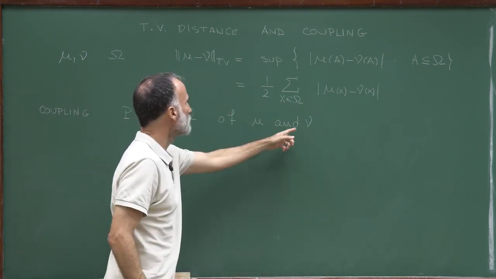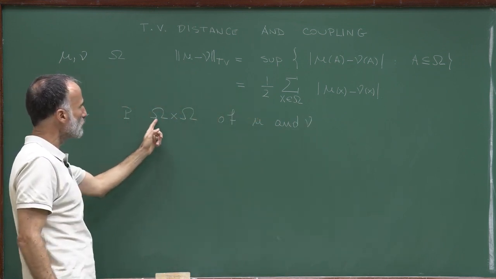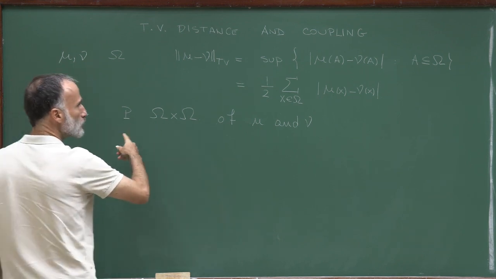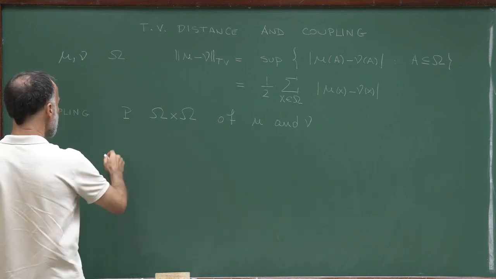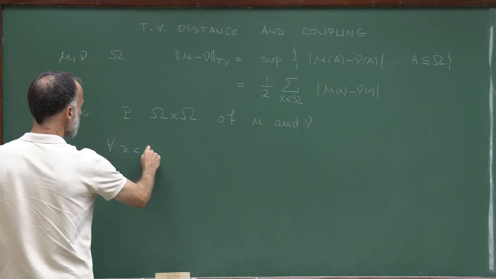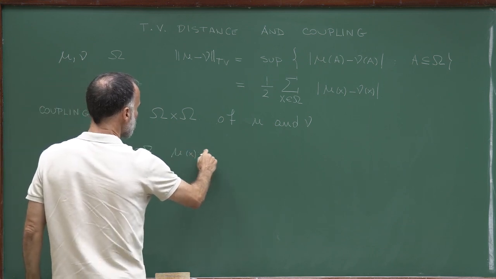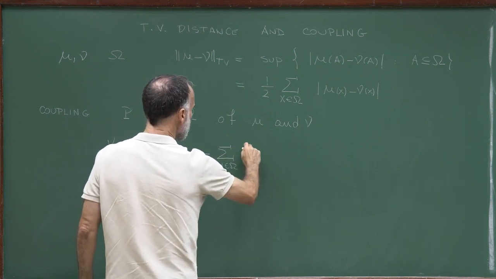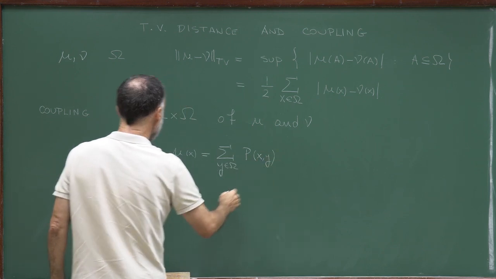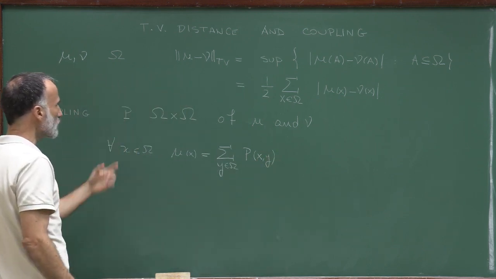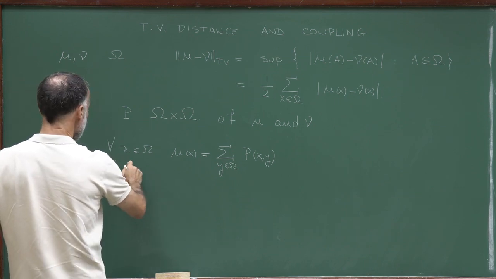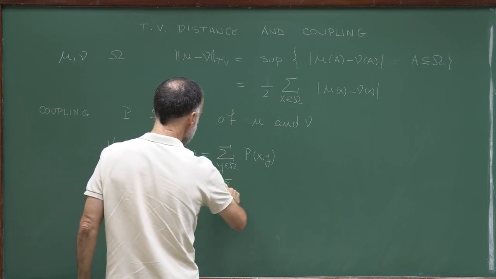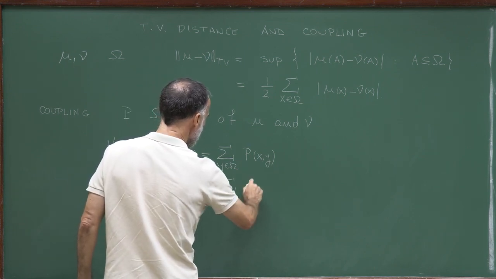Mind that mu and nu are probability measures on omega, while P is a probability measure on the product space. As I said, the first marginal of P is mu, which means that for all x in omega, mu(x) is equal to the sum over y in omega of P(x,y). And the second marginal of P is nu, which means that for all y in omega, nu(y) is equal to the sum over x in omega of P(x,y).